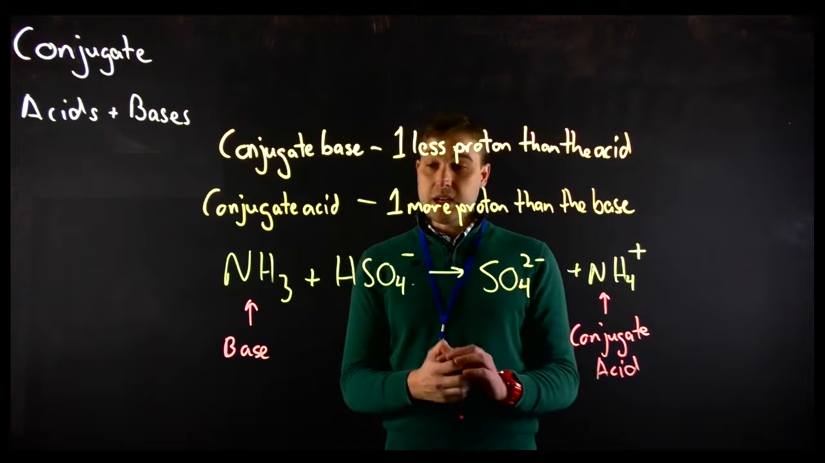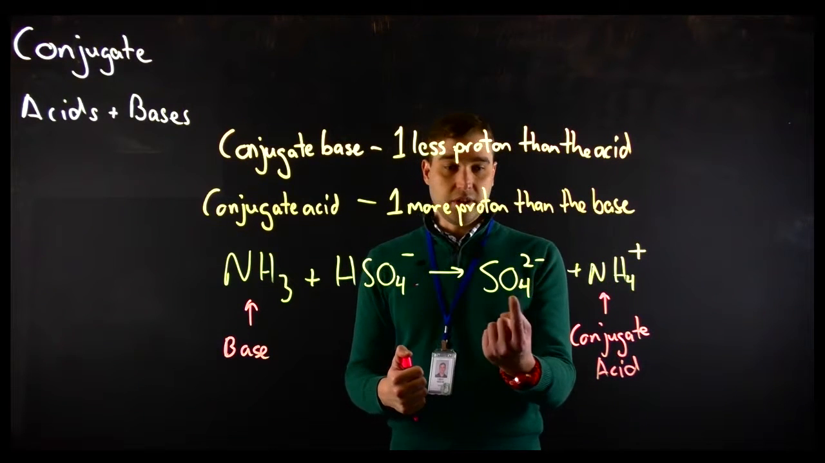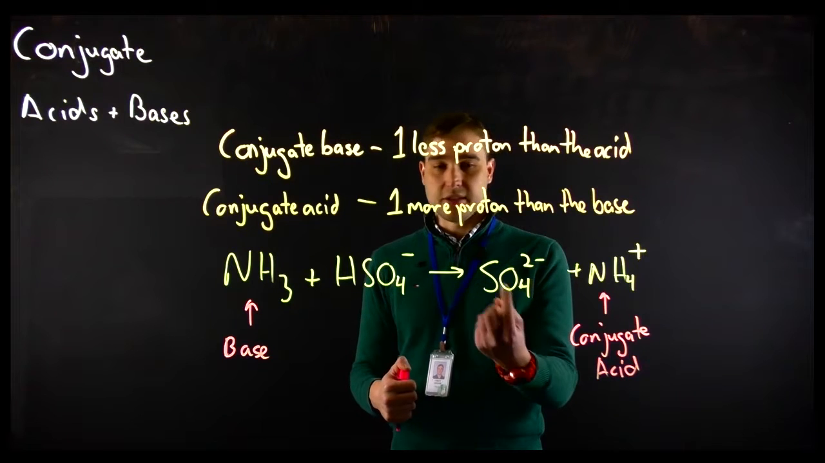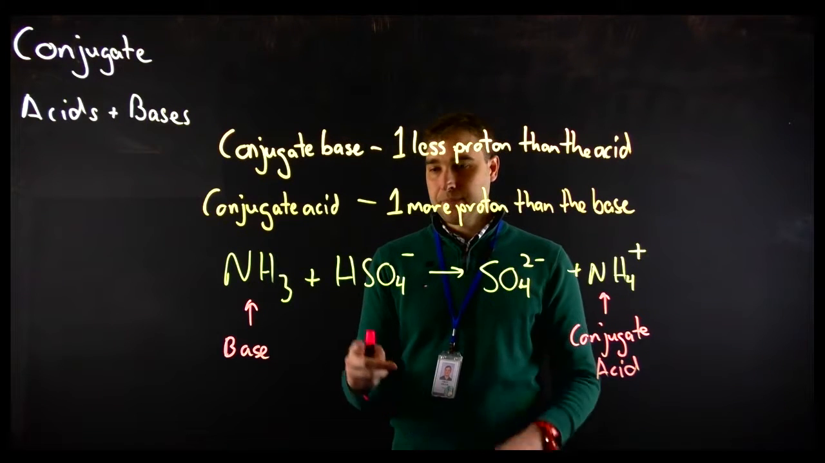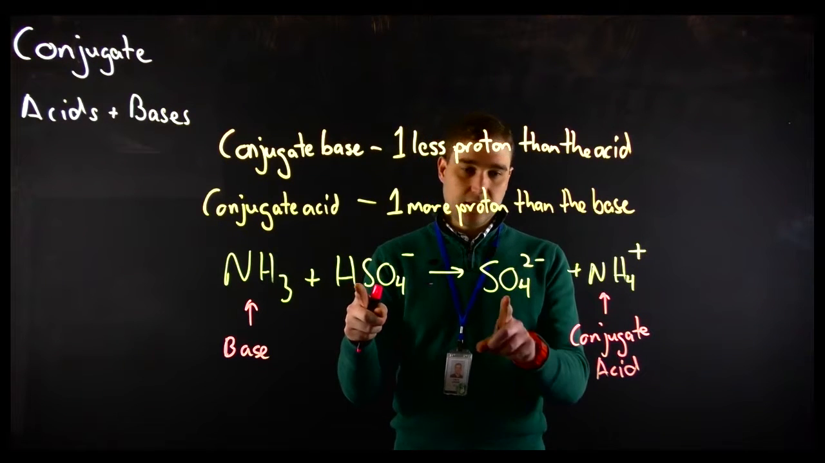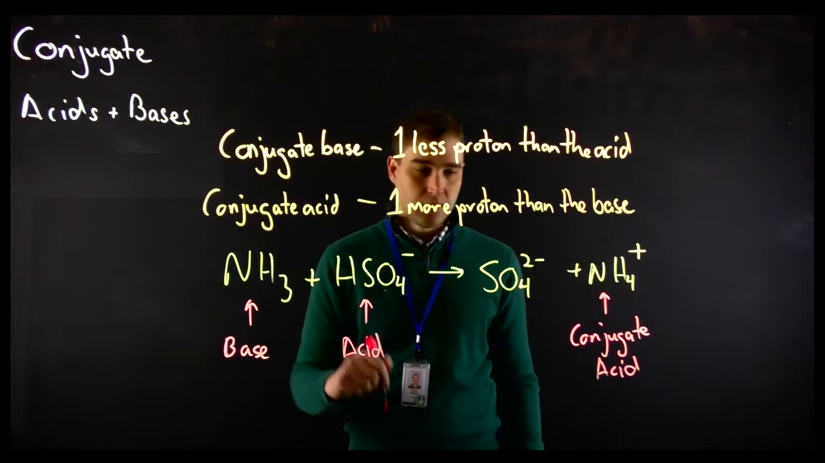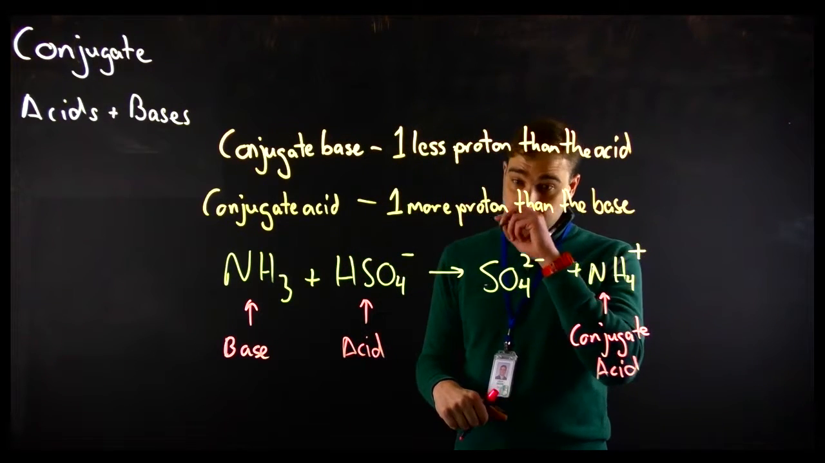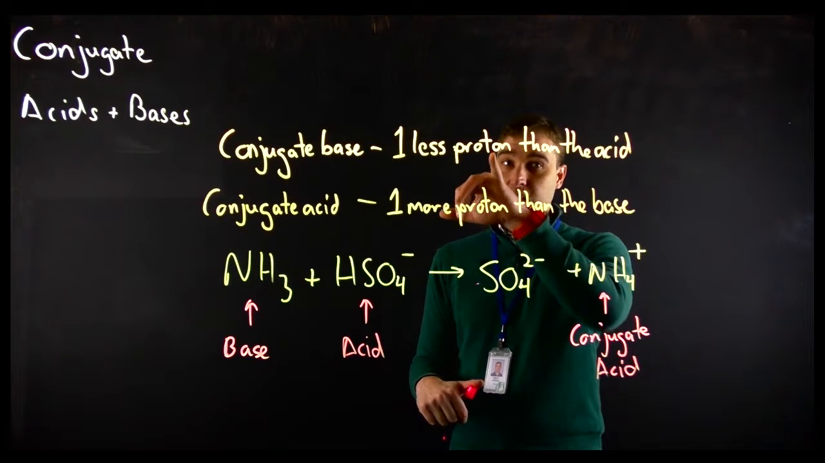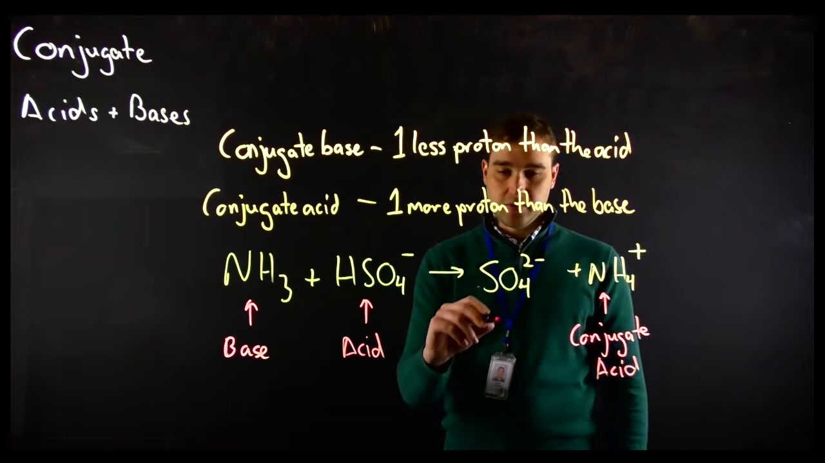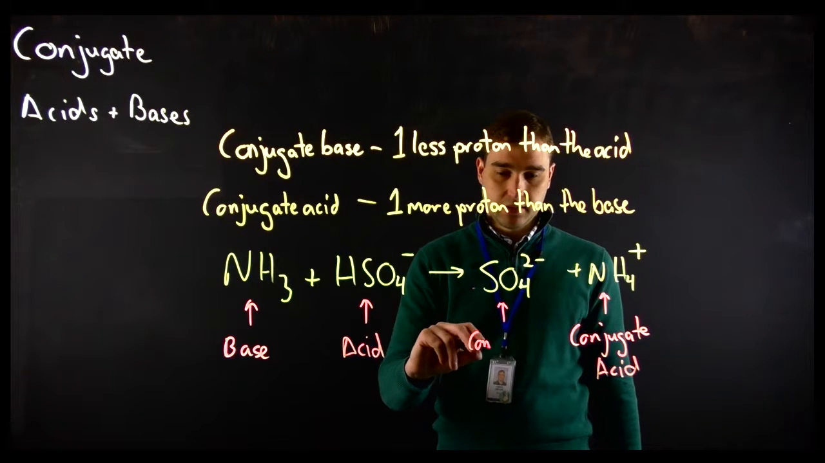If we look at our remaining pair, we've got HSO4 minus and SO4 2 minus, so sulfate ion. If we look at this one here, we can see it has lost a proton. So if it's lost a proton, that makes it an acid. We look at our sulfate ion here, it has one less proton than the acid that it came from, so that makes this our conjugate base.